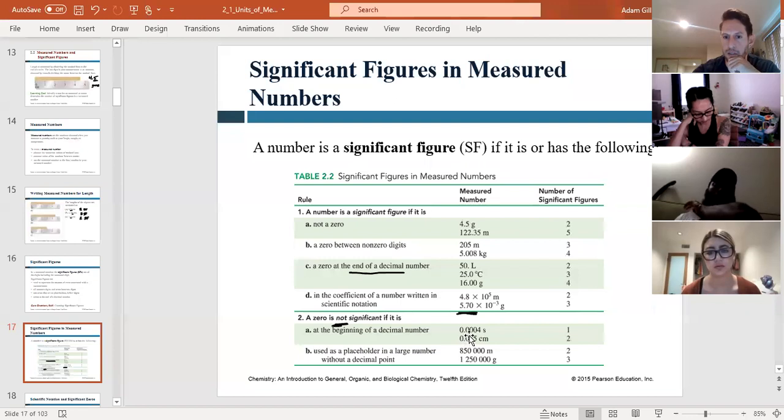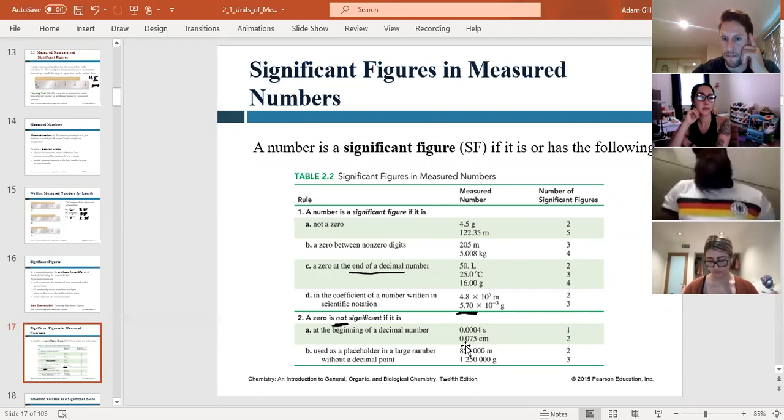So 0.0004 has 1 significant figure, just the 4, because everything before the 4 is all zeros, so we don't care. 0.075 would have 2 sig figs, the 7 and the 5, because the zeros out front don't matter.